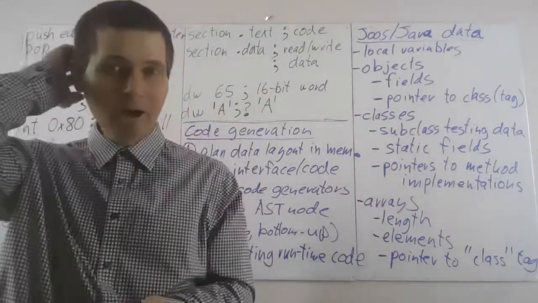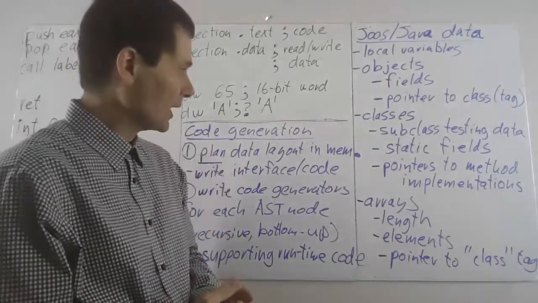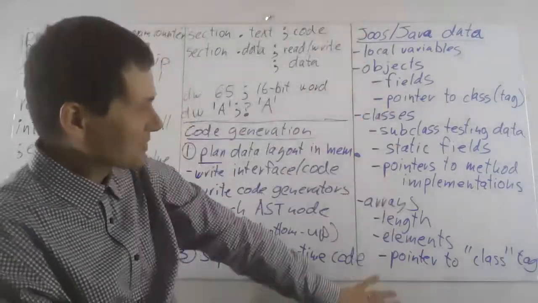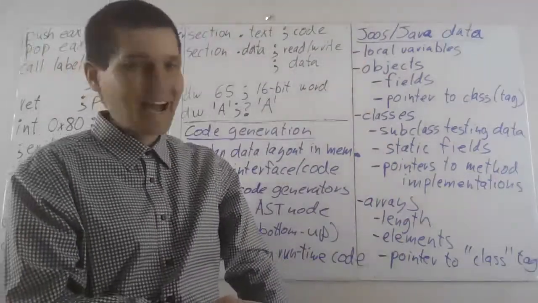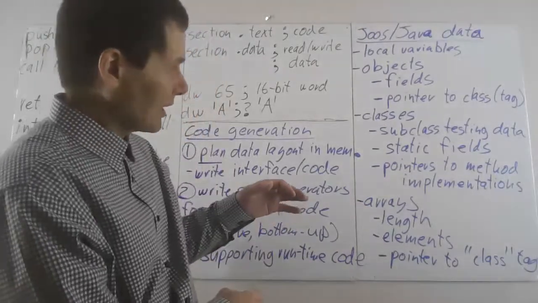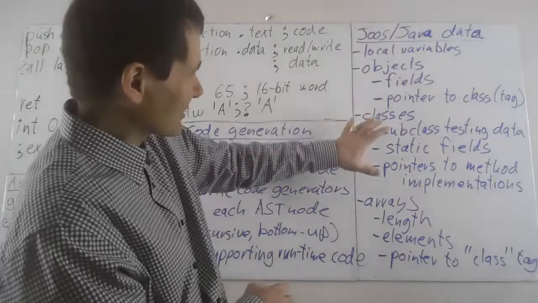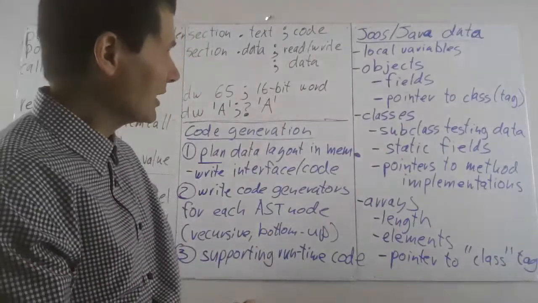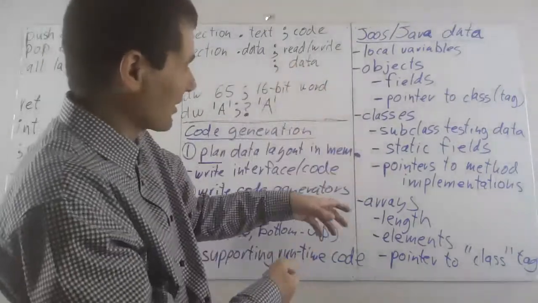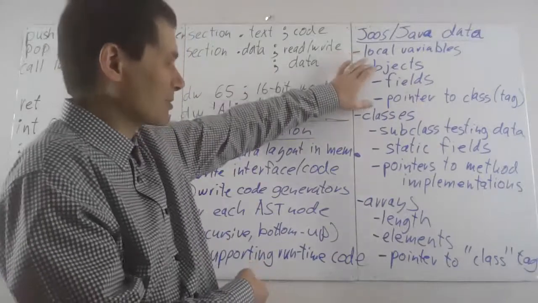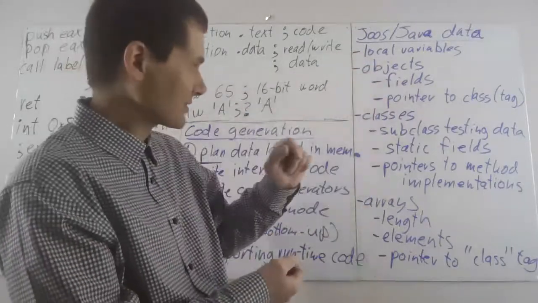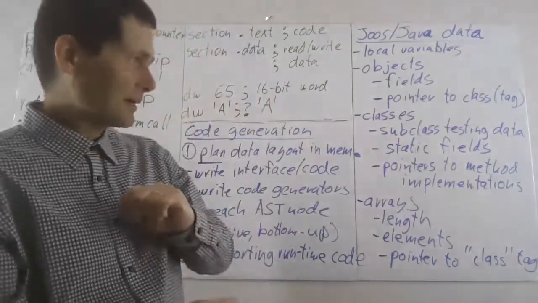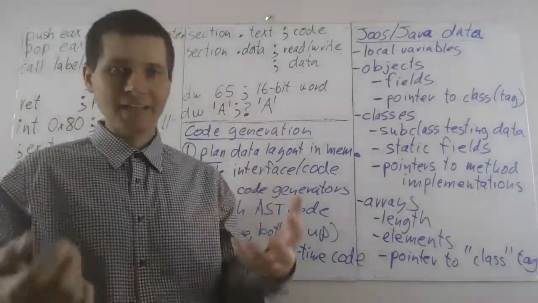Okay, what about calls through interfaces? Well, so this is just a list of all the data that I need to have, right? Later on, we need to go into this in more detail, like, how do I actually lay out objects so that I can generate code to access a field? Or how do I lay out a class so that I can find the methods of that class, right?